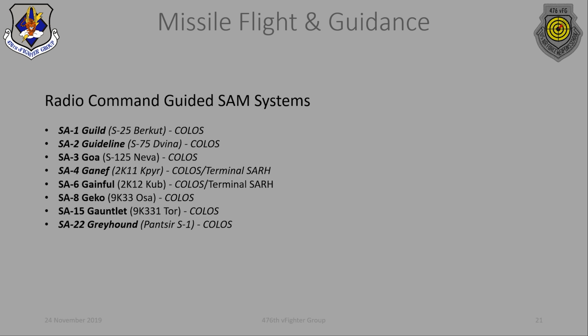And then onto our radio command systems, just a rundown of those. Obviously, the ones in italics aren't in DCS yet, with the exception of the SA-2, because that's been added since I made this presentation. As you can see, primarily all your early era Russian systems, with the exception of the 15 and the 22. Obviously, 22 isn't in DCS, thankfully. 15 is still Kolos, as is the 8, 6, 3 and 2.